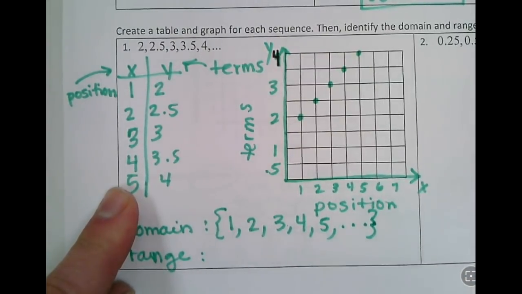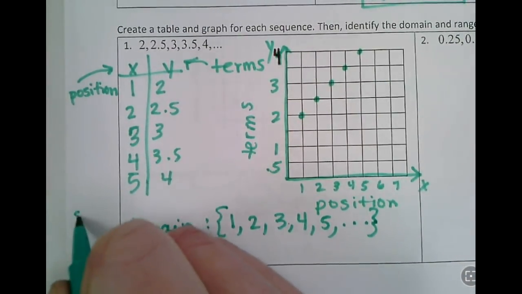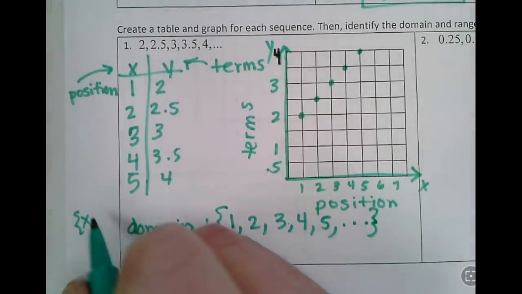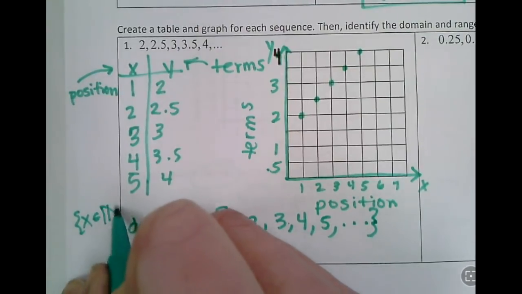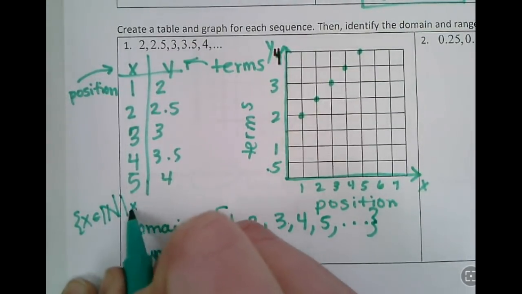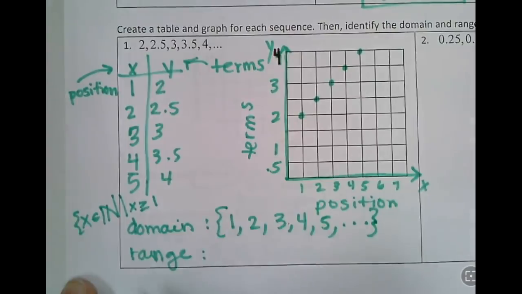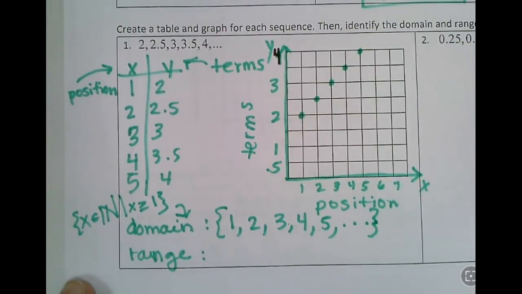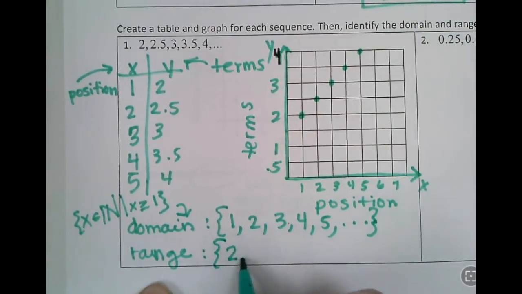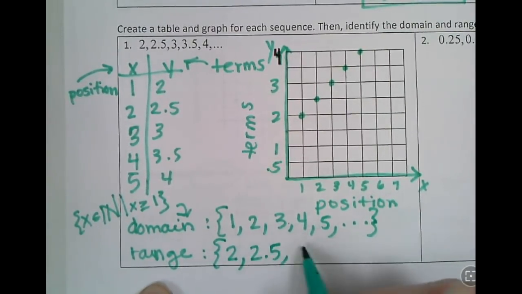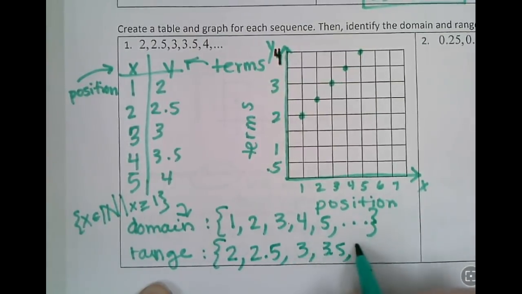Since these did go up by 1 each time, I also could have done it like x is an element of, well, technically whole numbers, but these are all natural. So I can do natural such that x is greater than or equal to 1. That would be another way to write that domain, showing it keeps on going. My range, however, skips values. So I have to list it off as a roster, 2, 2.5, 3, 3.5, 4, comma, dot, dot, dots.